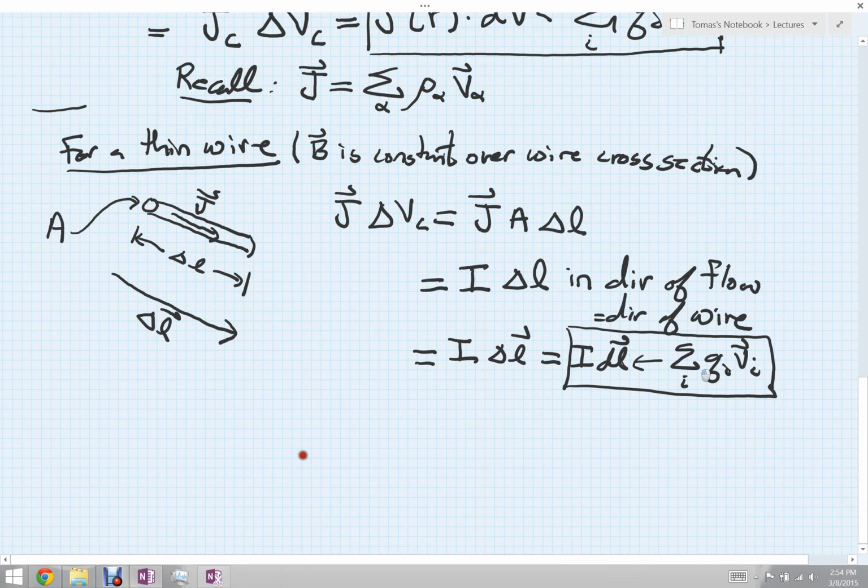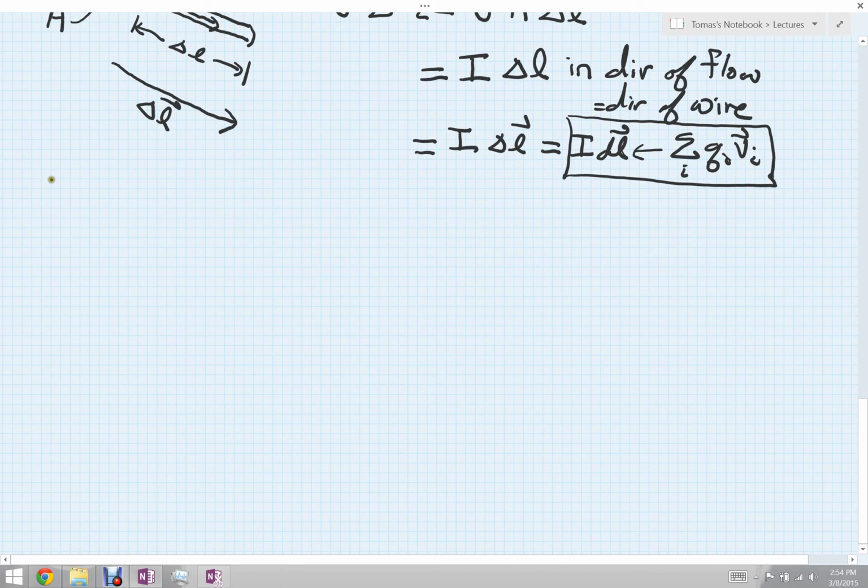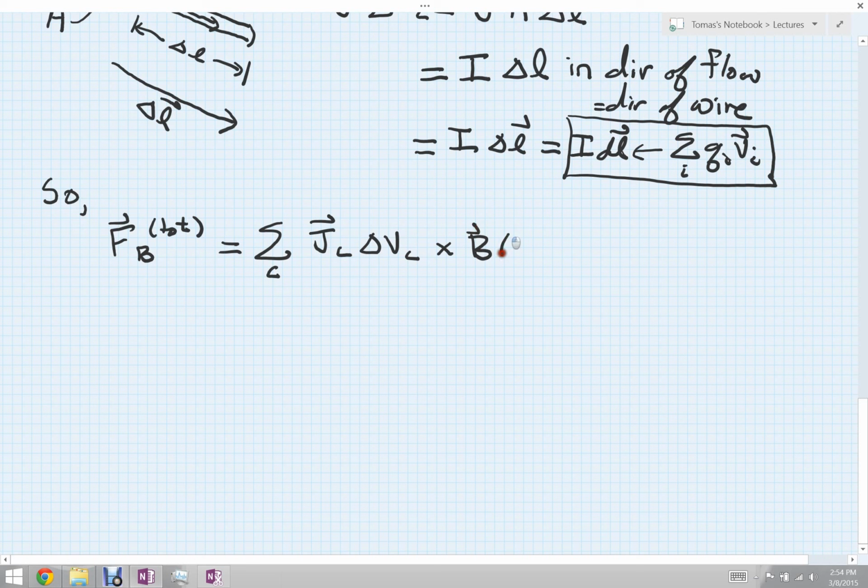So then, finally, for the magnetic force, we can say the following. The total magnetic force on this object, as we said, can be written as a sum over chunks of the current density in each chunk times the volume of that chunk, crossed with the magnetic field measured at the location of that particular chunk. This is what we have been saying here so far all along.